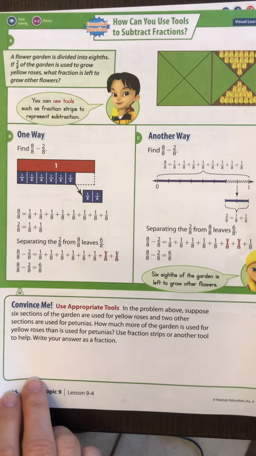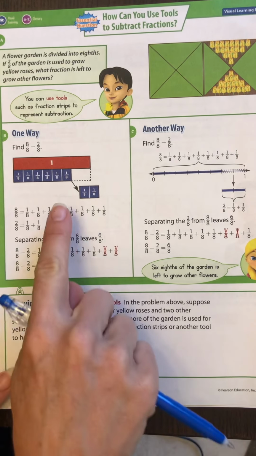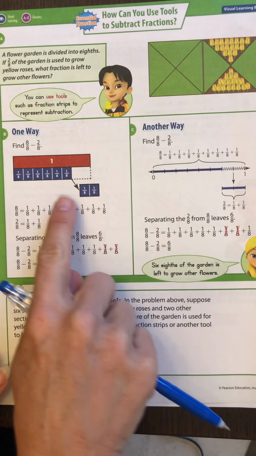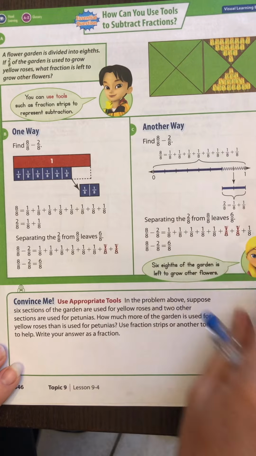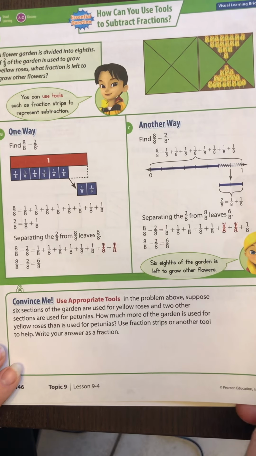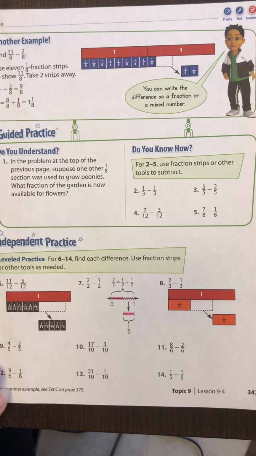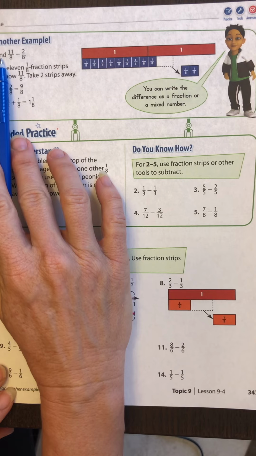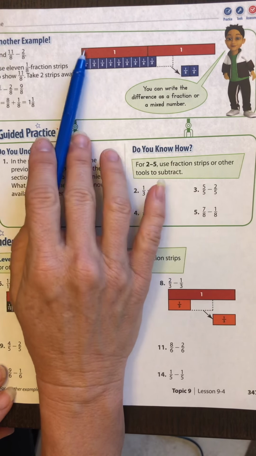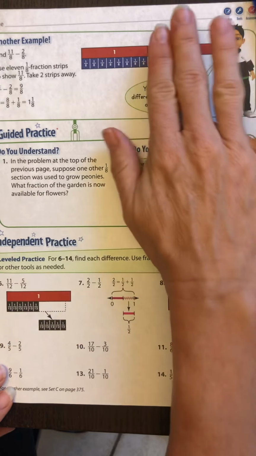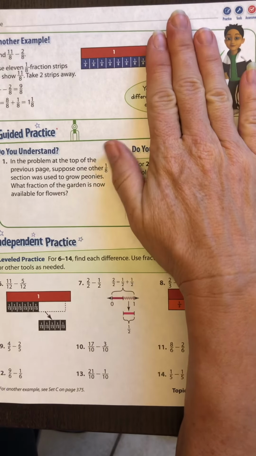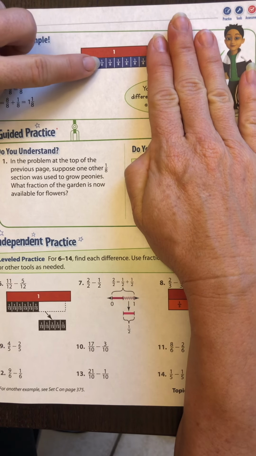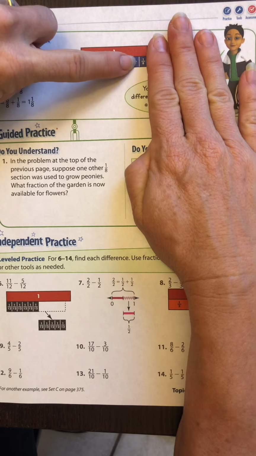All right, you're going to do a little more of this through the visual learning video, again with the fraction strip, and then again with a number line on visual learning with page 346. If you turn to 347, we'll look at another example using the fraction strips. So we've got a whole. If we count, we've divided them into eighths. So we've got 1, 2, 3, 4, 5, 6, 7, 8 eighths.